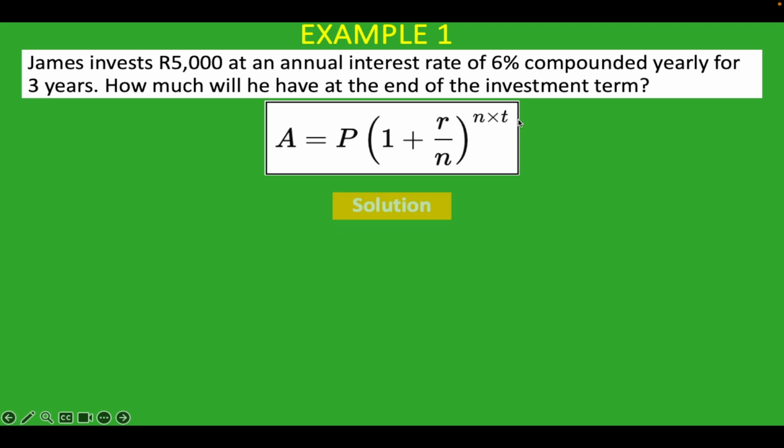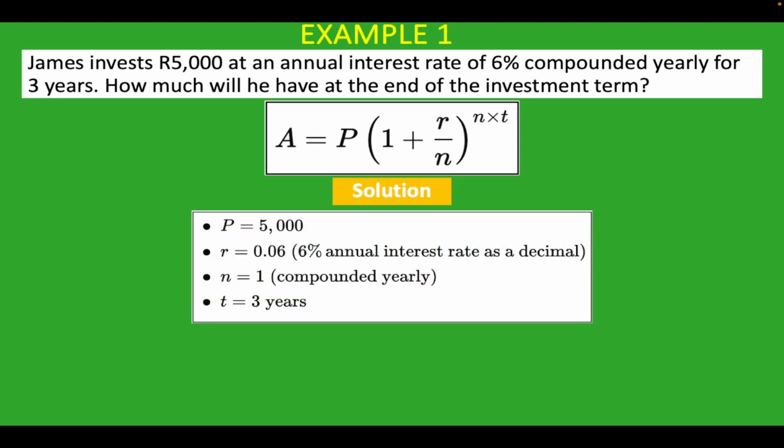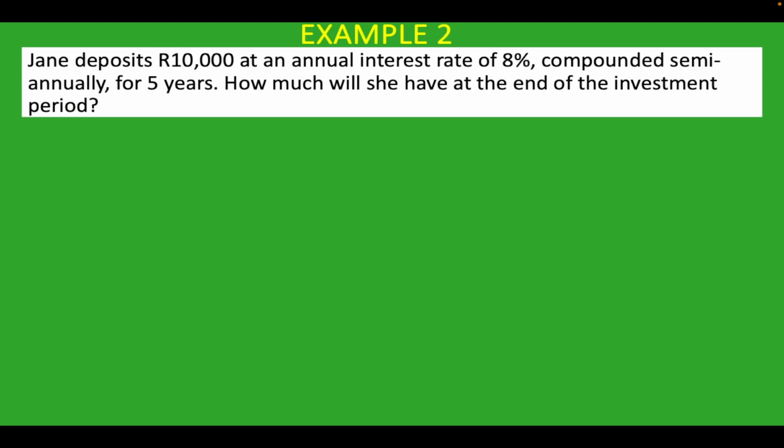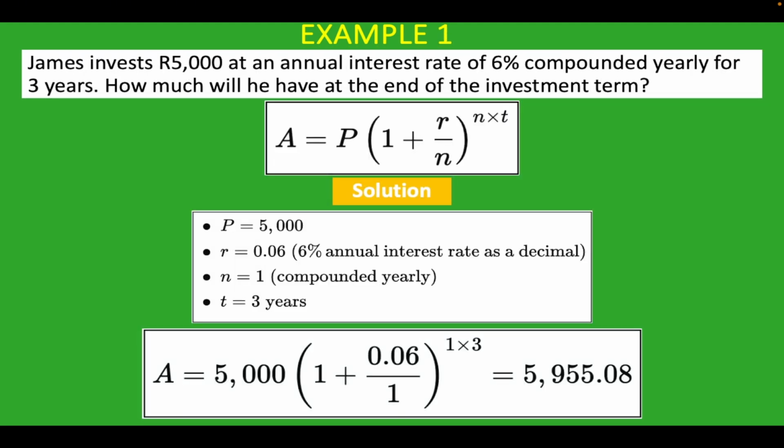And so here's how our formula is going to look like. And this is what I've just mentioned. Okay, 5,000 Rand P, R is 0.06, N is 1 because compounded yearly, and the T is 3 years. And so here is our solution. 5,955 Rand and 8 cents. As you can see, it's easy to use this formula to get what our answer needs to be. Let's look at our second example.